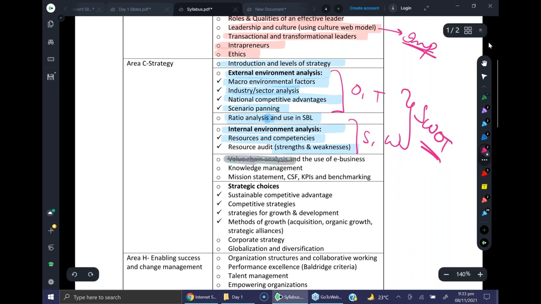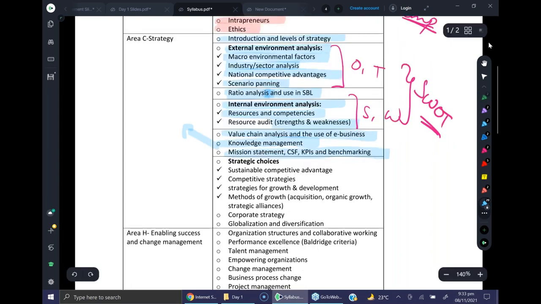analysis, and the use of e-business in value chain. Knowledge management, mission statement, critical success factors, KPIs, and benchmarks. So that's the basic idea of all of this. Knowledge management specifically is important. If you haven't covered it, please do it.